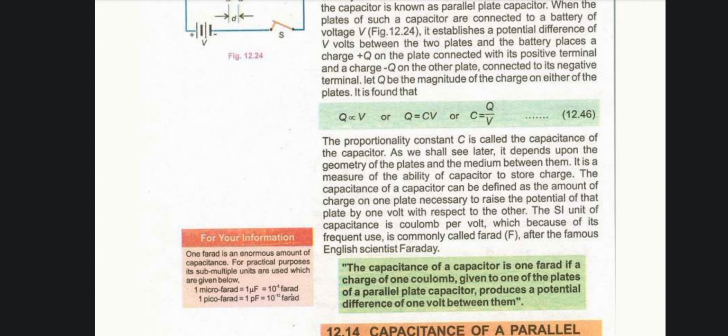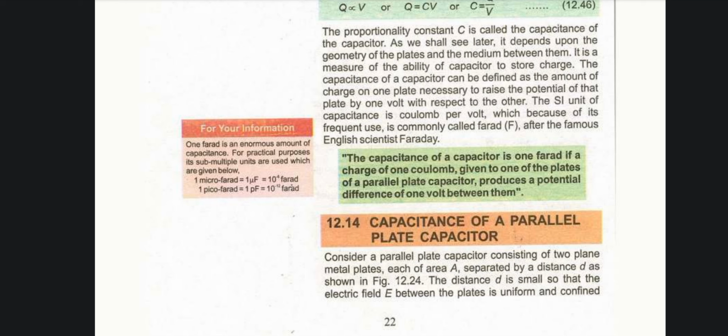The capacitance of a capacitor is 1 farad if a charge of 1 coulomb given to one of the plates of a parallel plate capacitor produces a potential difference of 1 volt between them. 1 farad is an enormous amount of capacitance. For practical purposes, its sub-multiple units are used, which are 1 microfarad, 10^-6 farad, and 1 picofarad, which is 10^-12 farad.